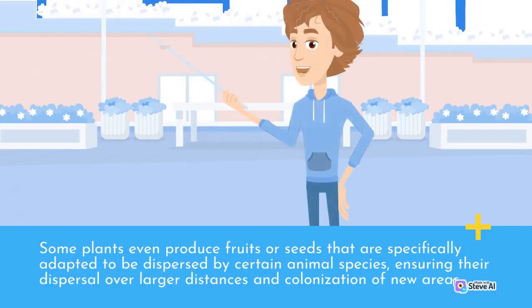Some plants even produce fruits or seeds that are specifically adapted to be dispersed by certain animal species, ensuring their dispersal over larger distances and colonization of new areas.